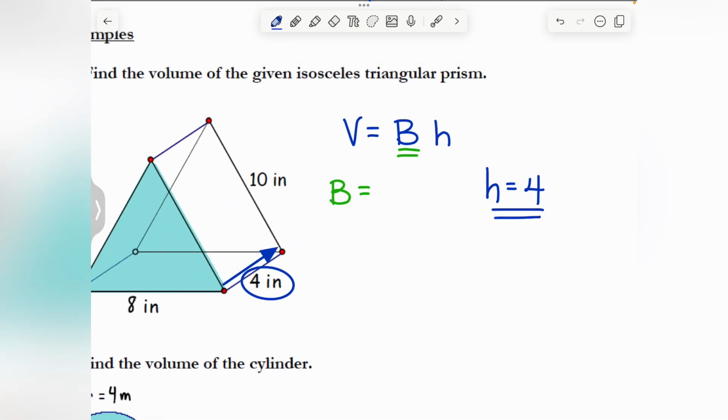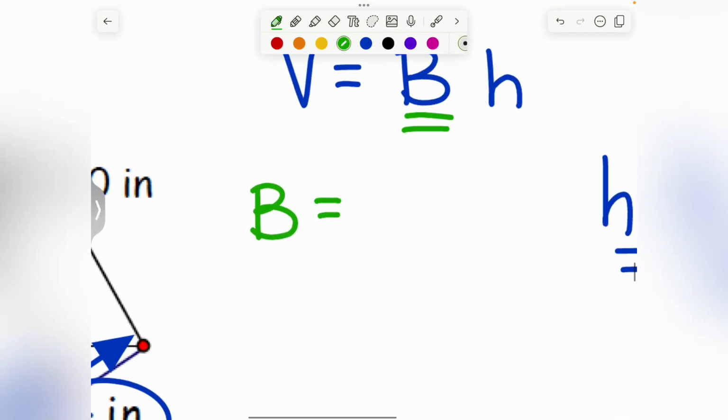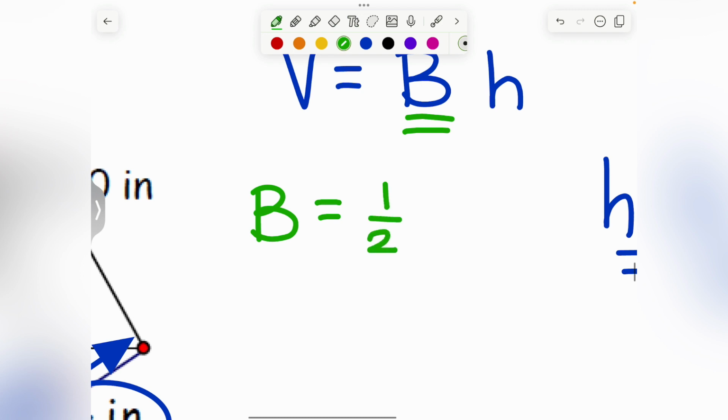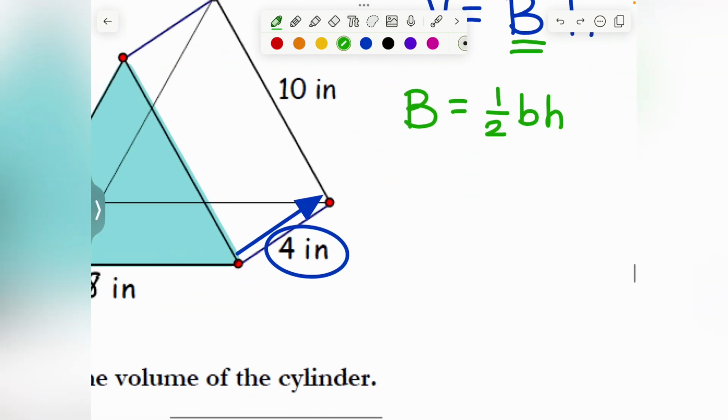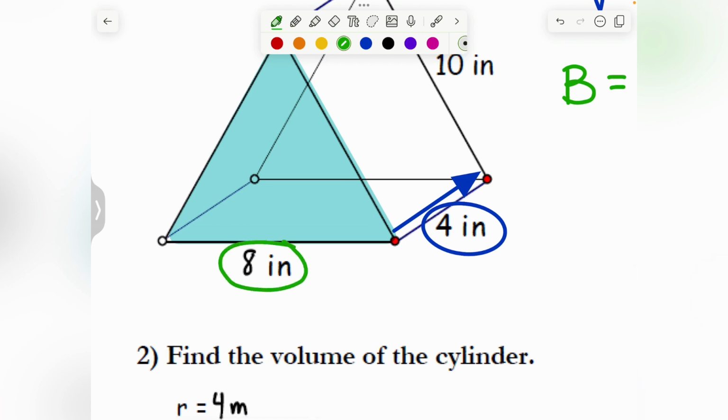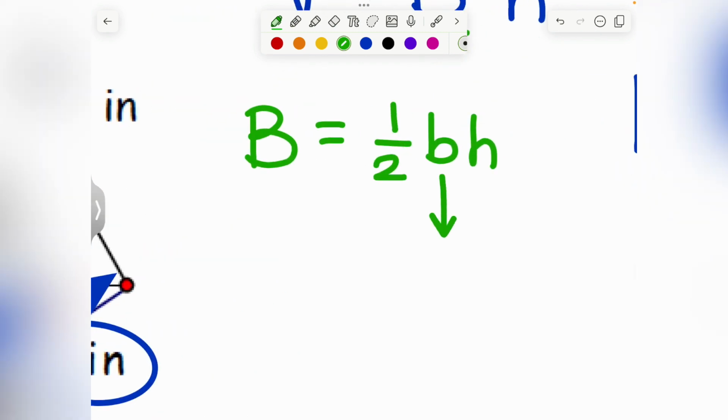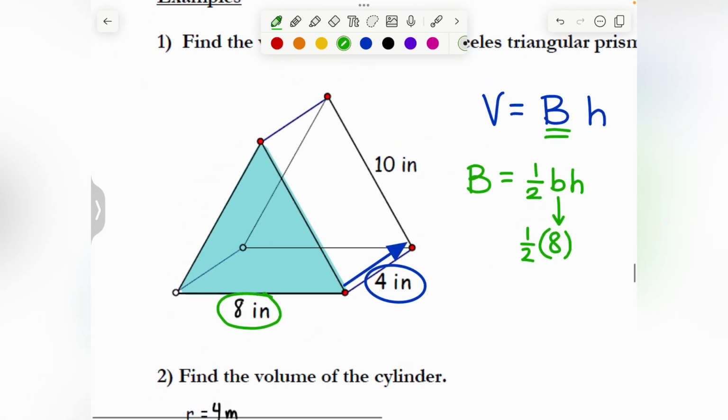The area of the base, this is a triangular base, so the formula is 1/2 base times height. Now this lowercase b stands for the length of the base of the triangle. There's a lot going on with this, but that's going to be 8. The h in this area formula is not the height of the prism, it's the height of the triangle.